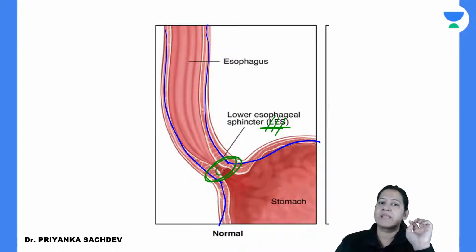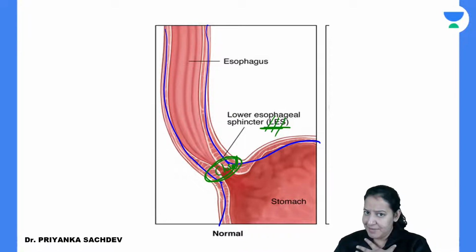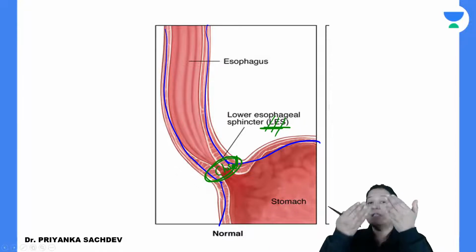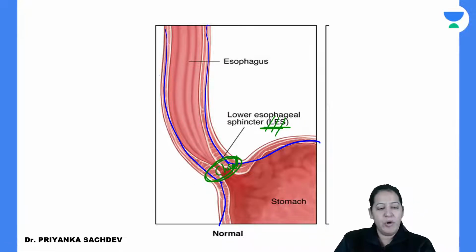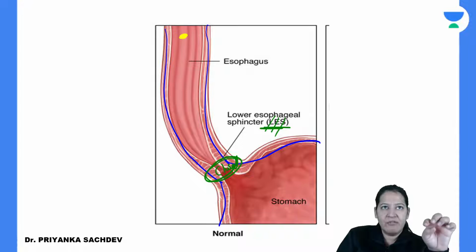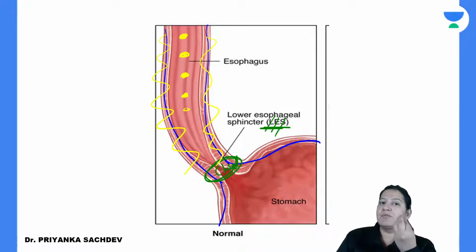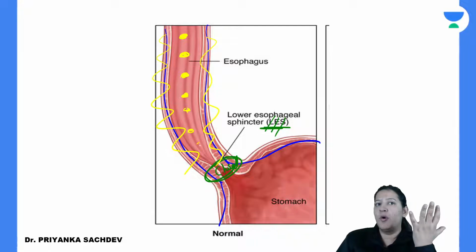LES is always closed. Currently inside me, inside you, inside all normal human beings, it is closed all the time. Whenever we eat or drink or swallow anything, the food bolus will go into the esophagus. Whenever the wave of peristalsis is coming in the esophagus, at that time this LES will open and allow the food bolus to go from the esophagus into the stomach.